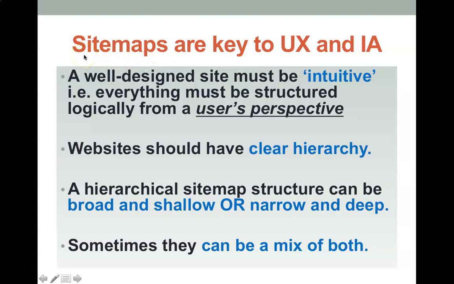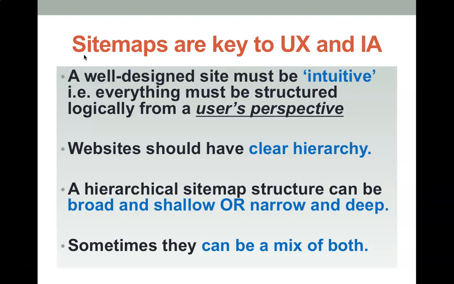Sitemaps are key, I suppose, to user experience, but also to information architecture. And there are two types of sitemaps in terms of the lingo or the word that's used for sitemap. One sitemap is the design, the overall design. So when you're starting off with a website design, you have an overall sitemap where you might have your home page at the top, and then underneath it you have About Us, Contact Us, products, services, things like that, blog, etc. And then underneath each of those you might have sub-pages and sub-pages under that.